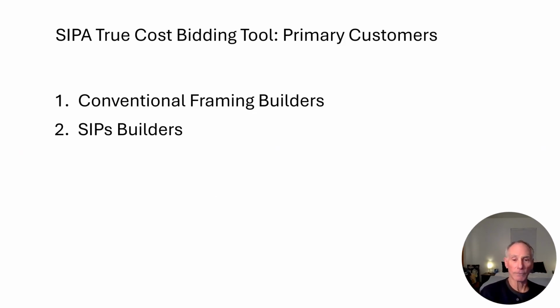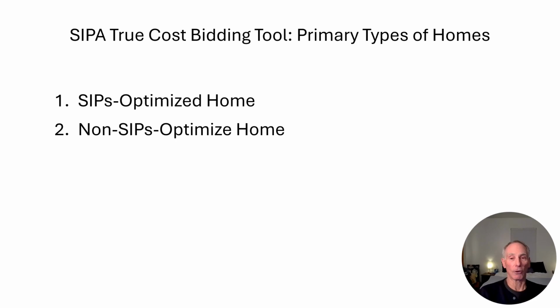So let's make sure we use this tool, and let's recognize that we have two primary customers. The first will be conventional frame builders who are trying to switch to SIPs. And then there are SIP builders, and we're trying to give them a bid to help them understand all the value they're getting. So let's look at basically the types of homes that we might be bidding. One is a SIP optimized home, where the home's designed for all the ways that SIPs are manufactured and installed. And then there are non-SIP optimized homes, and then we have to adjust for that, often with a lot of extra cost.